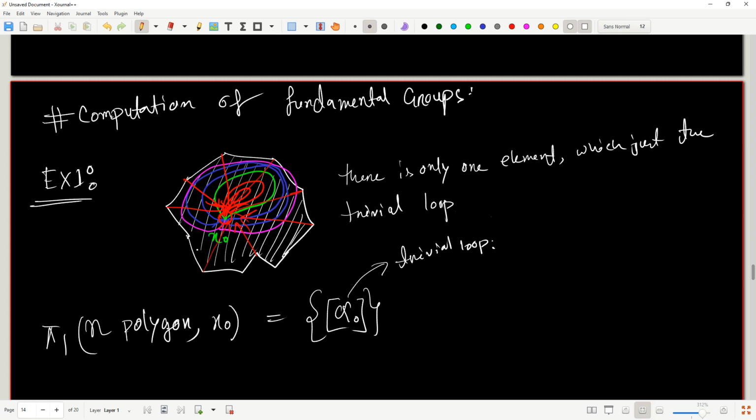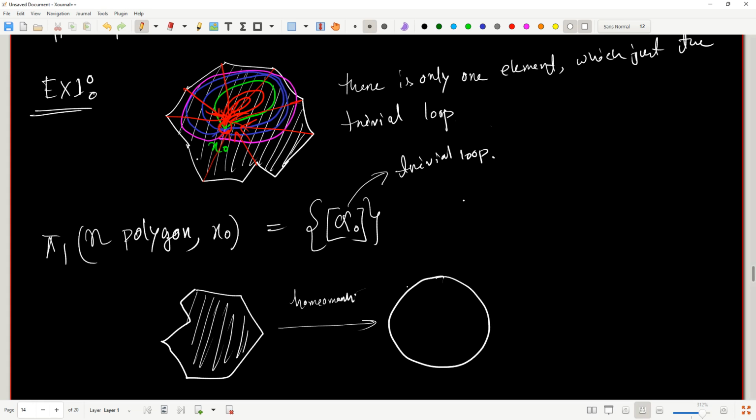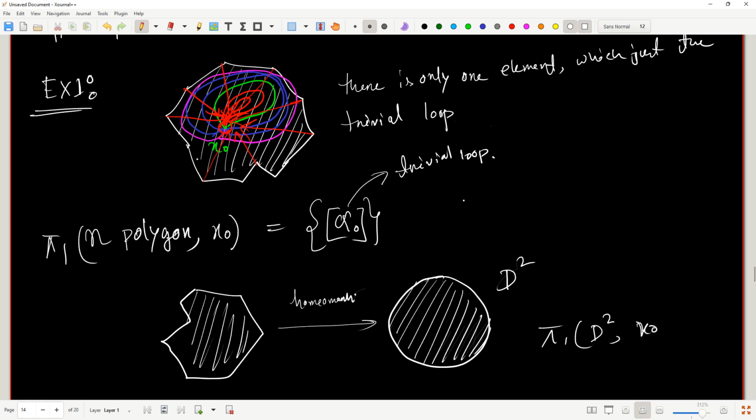And now if you use the idea of homeomorphism, that my n polygon is actually homeomorphic to the disk, like this is my n polygon, right? My inside is filled, this is homeomorphic to a disk. You can also say that this pi1 of D squared with some base point x0 is just this alpha 0, the trivial loop, or the trivial group, and some people even write it as a 1. Okay, but we won't do that, rather we'll just keep alpha 0.